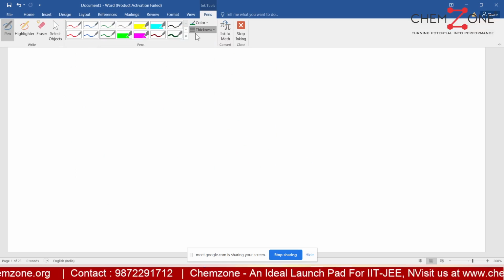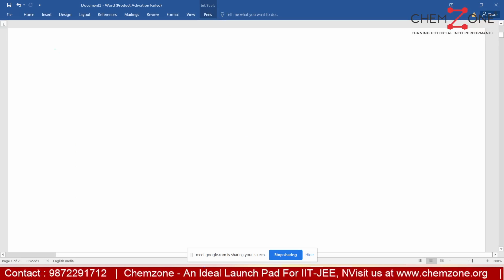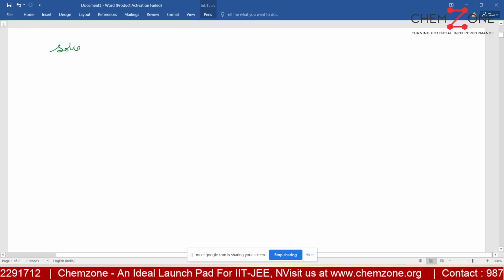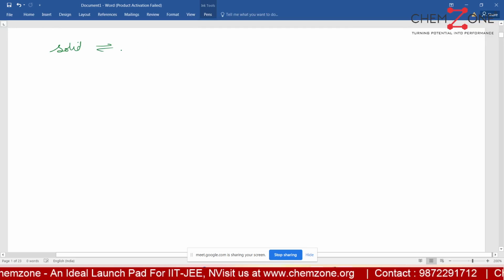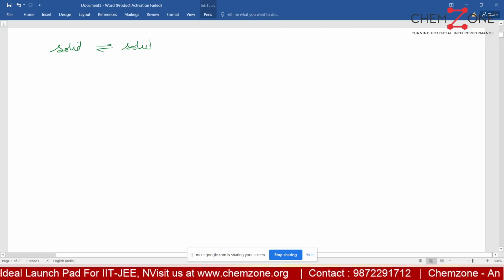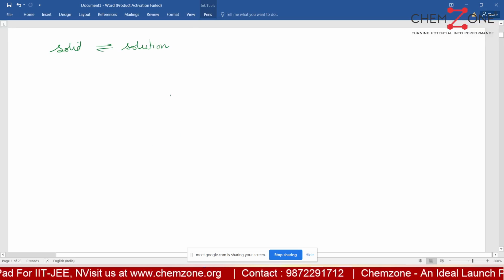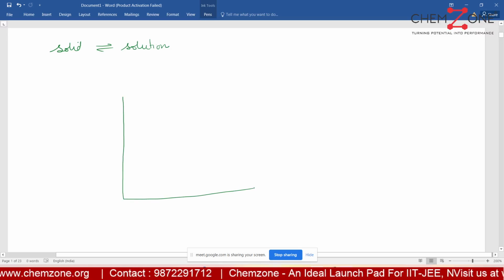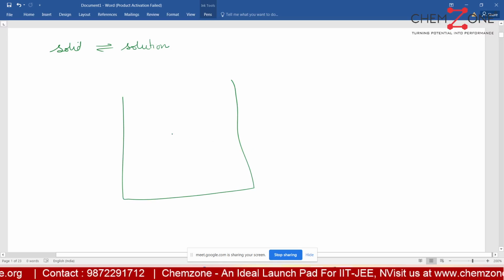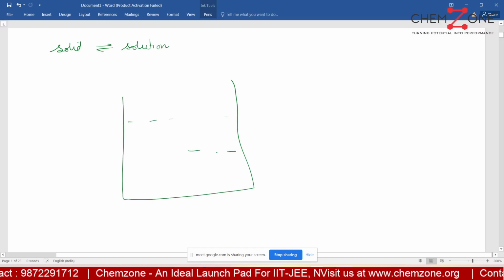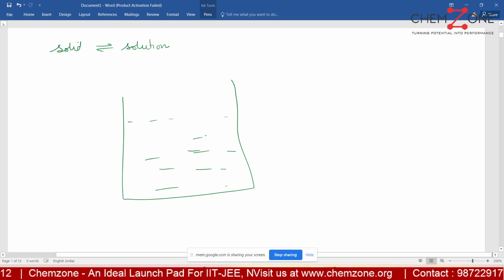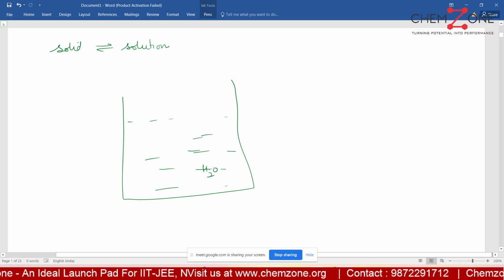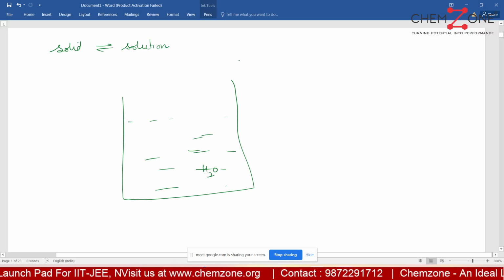Now, another example we can talk about is solid solution equilibrium. Here we take up an example. Here is a beaker and it has water, just water. And now I'm adding sugar into it.